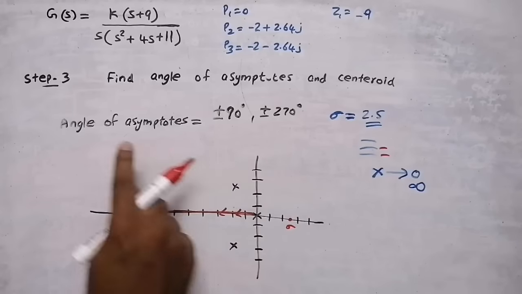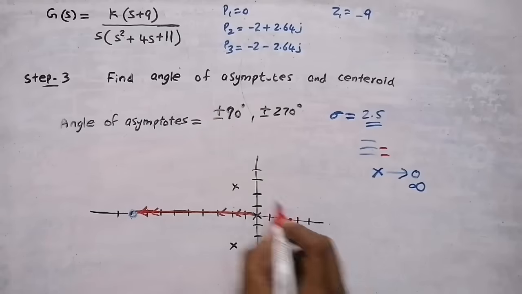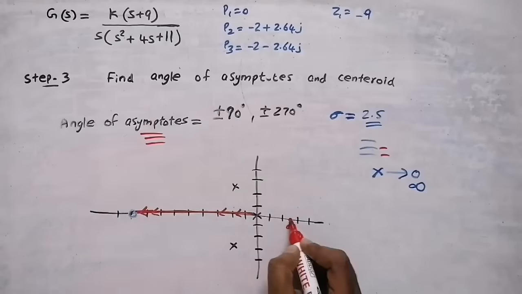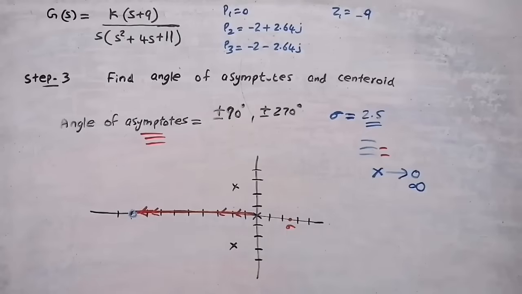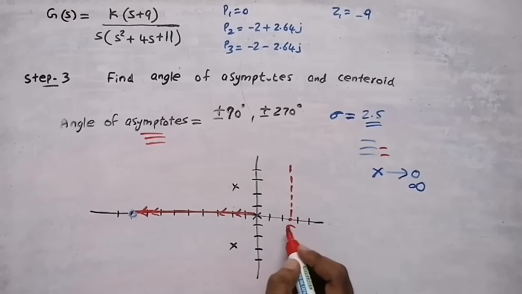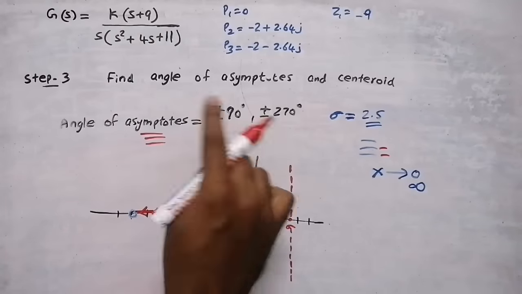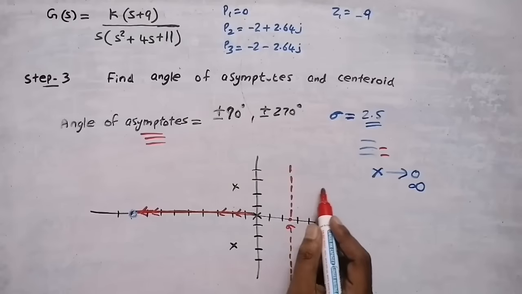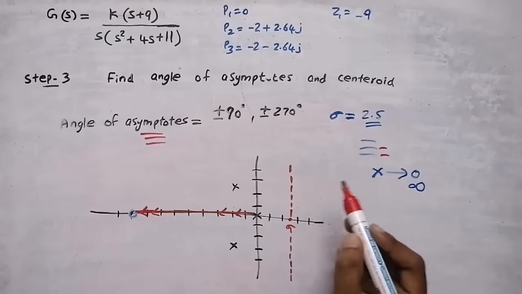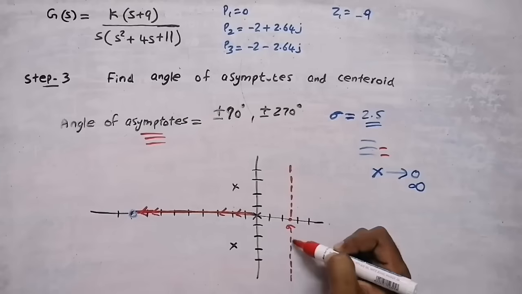Now the angle of asymptotes is plus or minus 90 degrees. From the centroid draw a straight line. Asymptotes are always straight lines. From the centroid draw a straight line at plus 90 degrees, that means perpendicular. Then minus 90 degrees, that is also perpendicular. You need to use a protractor here. Suppose sometimes you will get plus or minus 60 degrees or some other angles. At that time you need to use a protractor and plot the line. For asymptotes, please be careful, we always need to represent them using dotted lines.